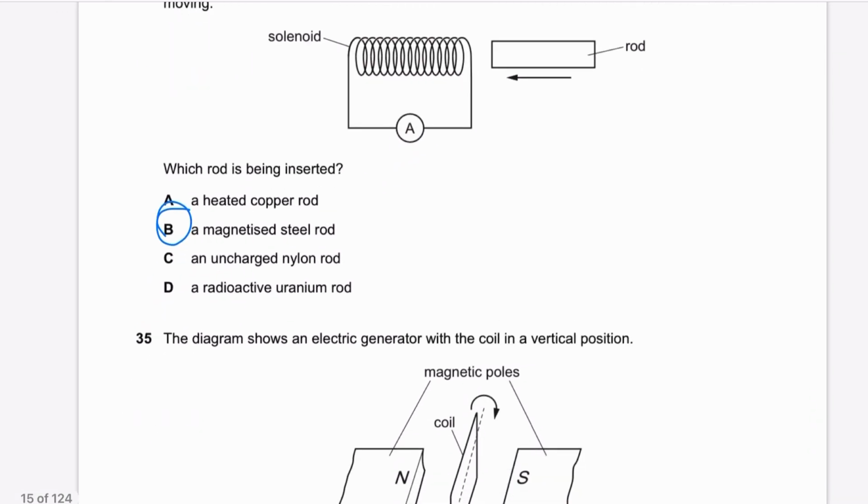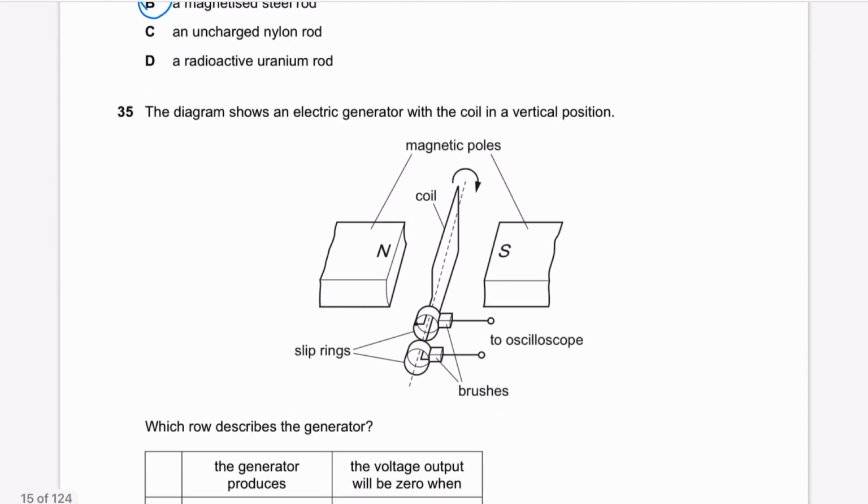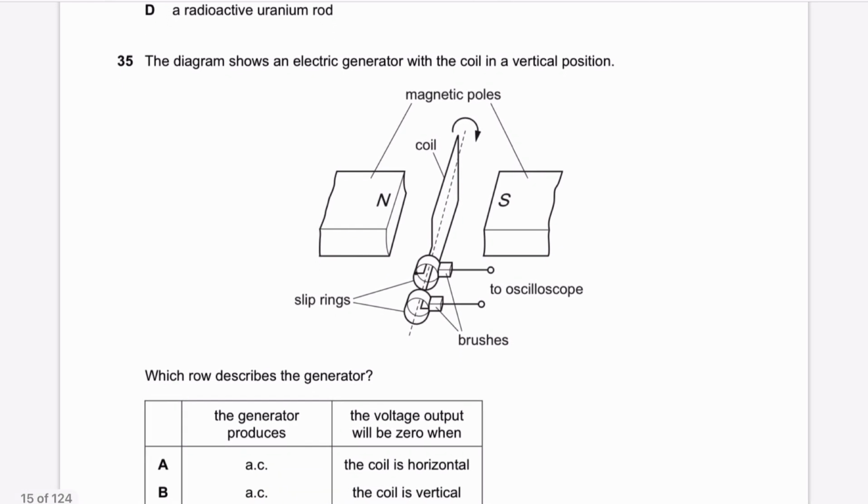So 34. 35. The diagram shows an electric generator with the coil in a vertical position. Which row describes the generator? Now what's going on? We have magnetic poles and we have an output. यहाँ पर कहीं भी, it's obviously a generator. It's going to generate current. That means we're turning it ourselves. We're providing physical force. We're turning it और बाहर हमारे पास electricity produce हो रही है.